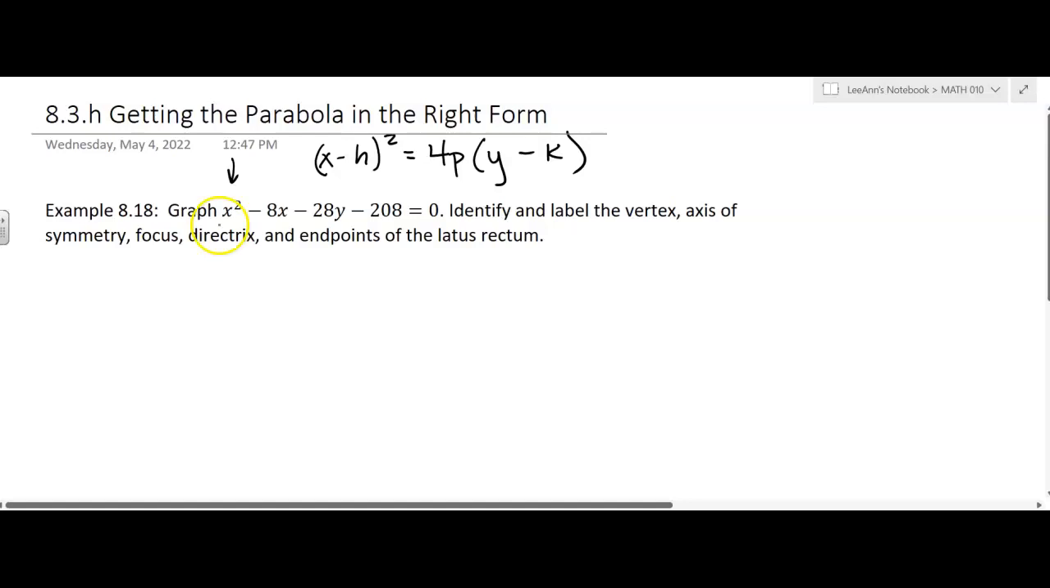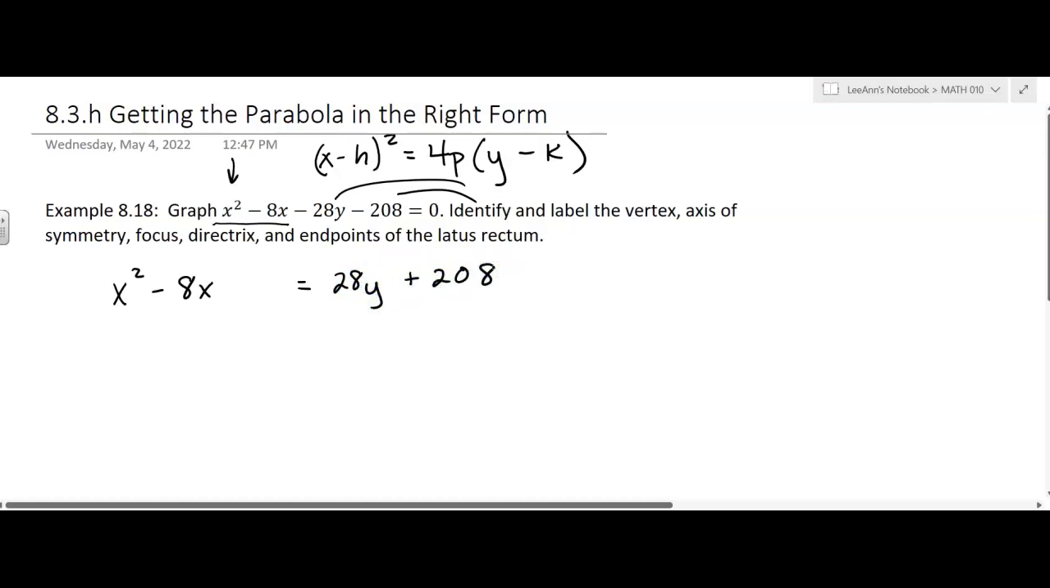So what you're going to do is keep the x terms on the left. And that's just because it's x squared. If it had been y squared, you'd keep the y terms on the left. And then we're going to take these other two terms to the other side. So leave a little space, 28y plus 208.